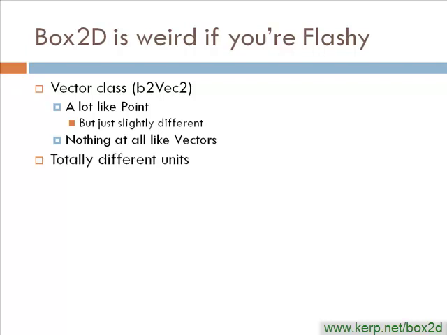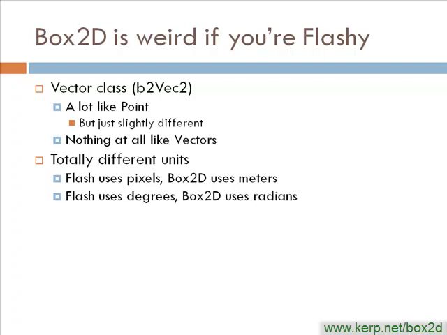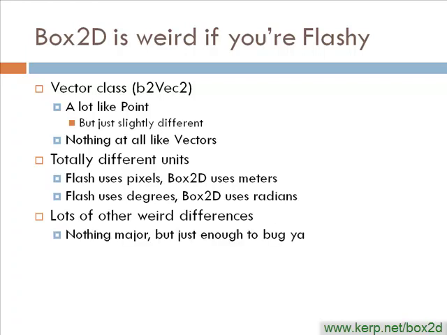The two systems also have completely different units. Flash likes to measure everything in pixels, Box2D likes to measure everything in meters, and we'll be talking more about that later. Even when it comes to something like rotation, Flash likes to use degrees, and Box2D likes to use radians. There's a whole bunch of other weird little differences that you'll run into along the way. Most of it isn't major, it's not catastrophic, but it's just enough to bug you.